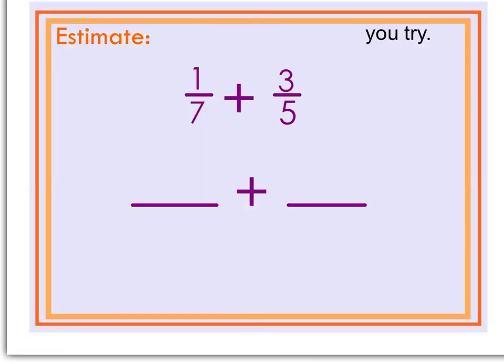You try this one. Pause the video. Okay, 1/7, you should have gotten 0. 3/5, remember this is saying, is it closest to 0, 1/2, or 1, so that should be 1/2, and your answer should be 1/2.